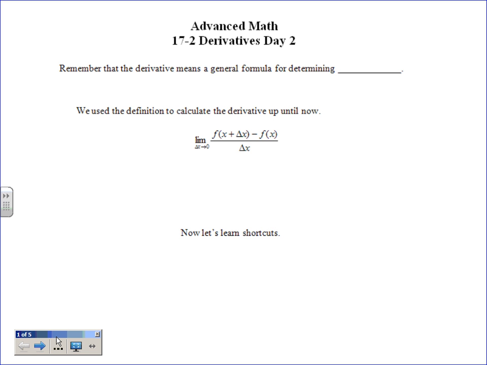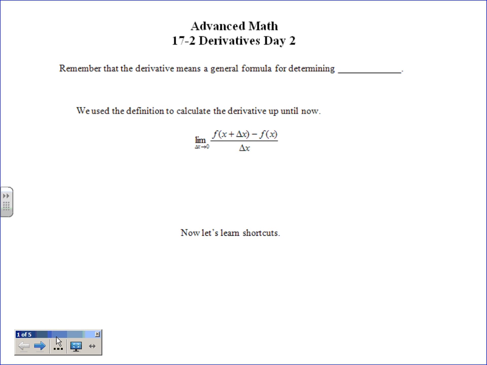(17-2), day 2. Again, here it's not going to make a whole lot of sense because it says remember. Obviously, you don't know what it means yet because I'm jumping all over the place. It says remember that the derivative means a general formula for determining, and what it determines is slope. That's the easiest answer there is: slope, and slope is really a rate of change.